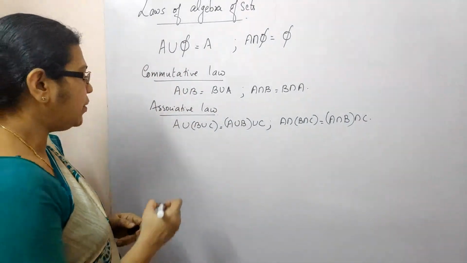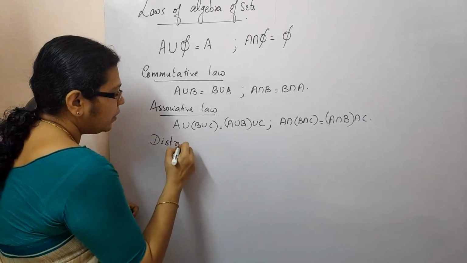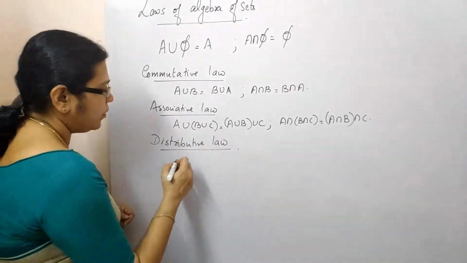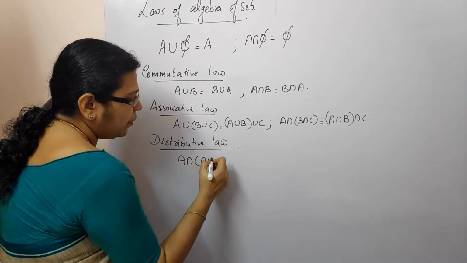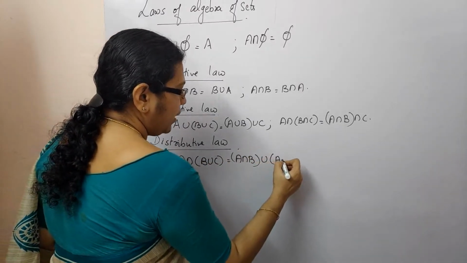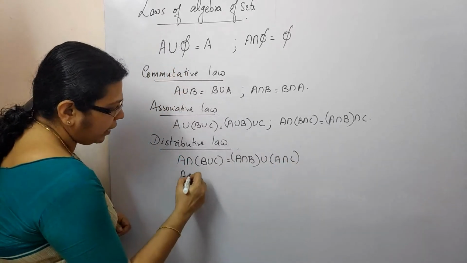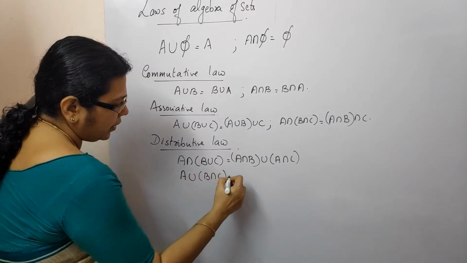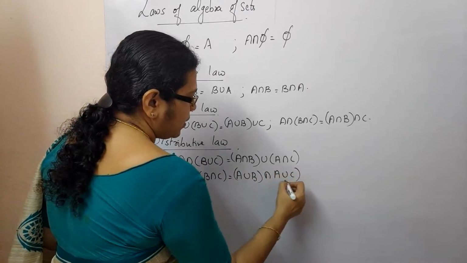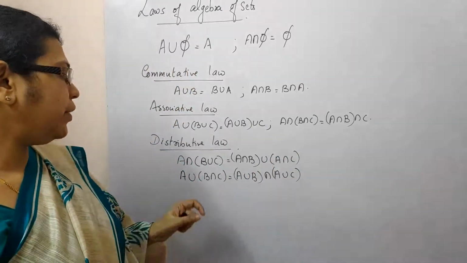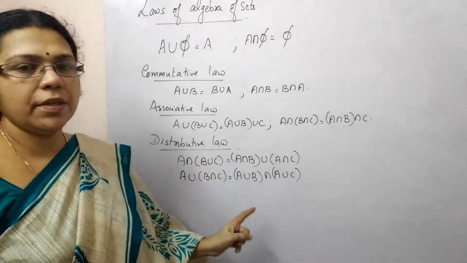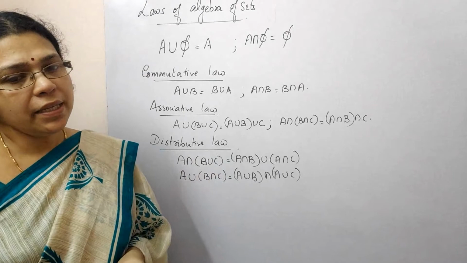Now we come to the distributive law. A intersection (B union C) is equal to (A intersection B) union (A intersection C). And A union (B intersection C) is equal to (A union B) intersection (A union C). Okay, so what can you say here? Intersection is distributive over union and union is distributive over intersection.